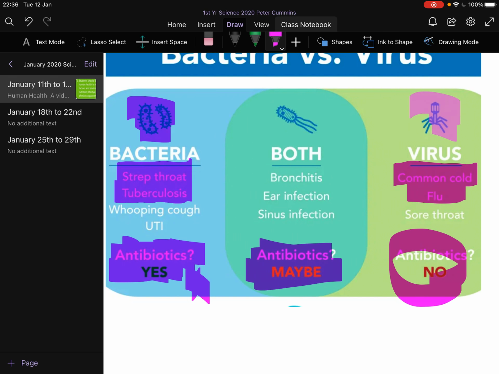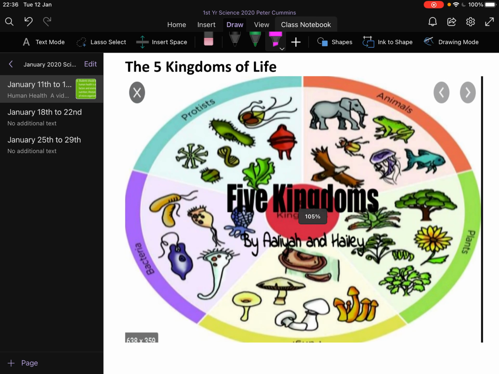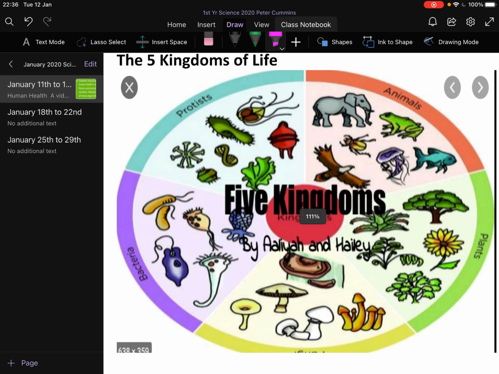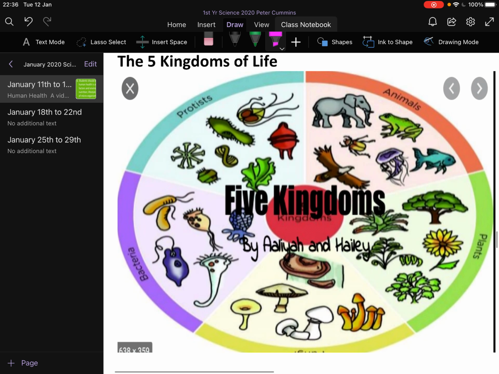Okay. Now, let's go in and look at all the things that can cause infection. If we go back to when we started with the cell and all that, we started to look at the 7 characteristics of life, and we looked at all the things that were alive. And you remember, when we looked at all the things that are alive, we looked at mainly animals and we looked at plants.